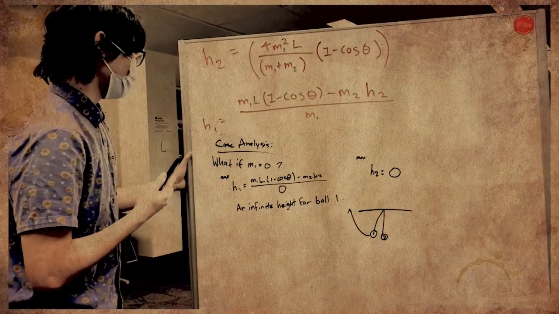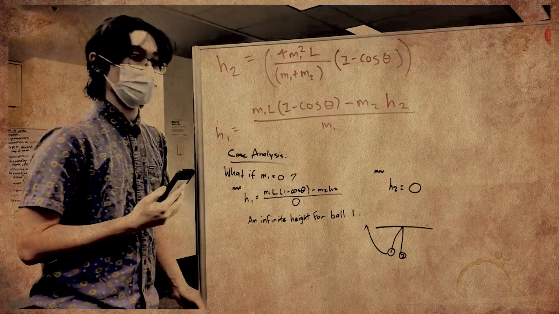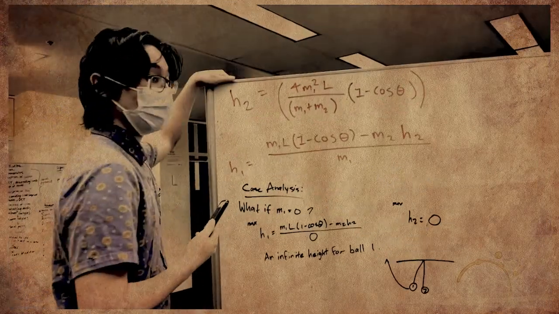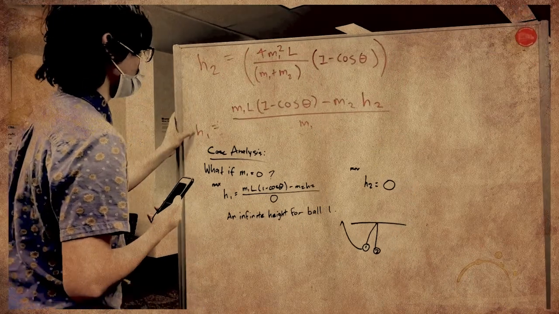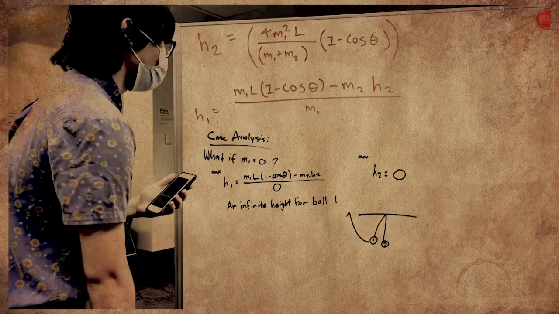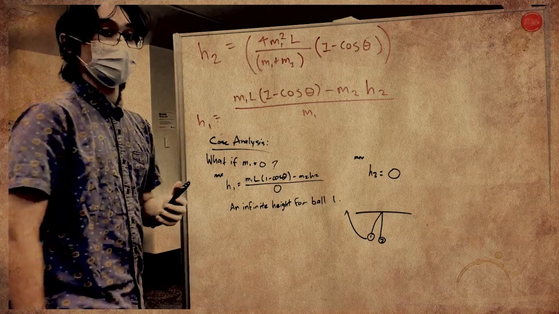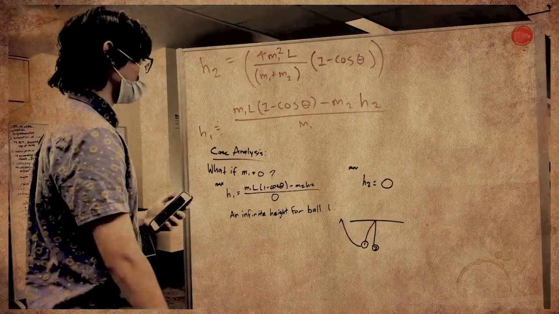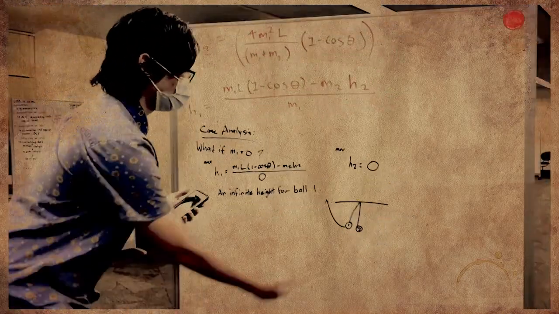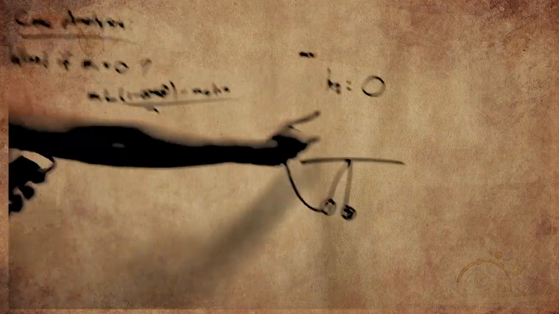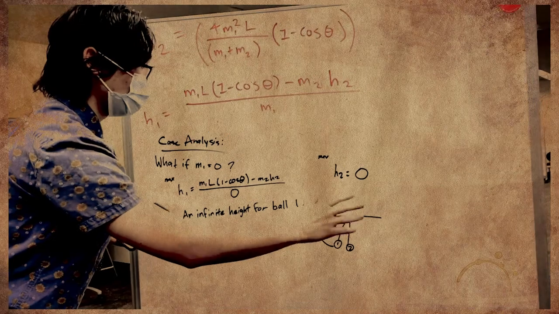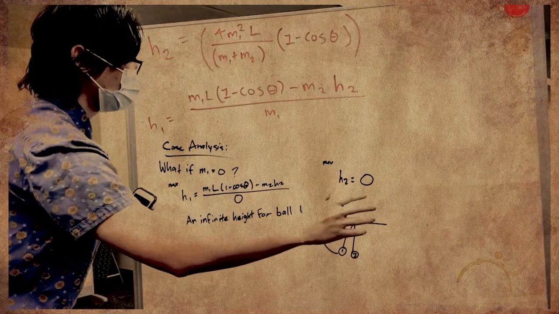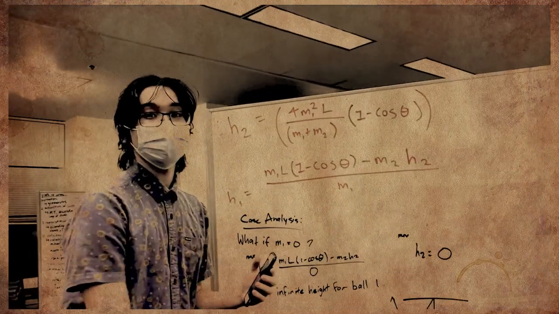A question here: what if ball 1's mass was equal to 0? Well, let's see what it would do to our maximum height. In our first equation, for height 1, we see that there would be a 0 in the denominator, which means we would have an infinite height for ball 1. This makes sense. If our ball is massless, it'll hit ball 2, which would be equal to 0 in this next equation, so unmoved. And then ball 1, being massless, would hit ball 2 and extend infinitely upward.